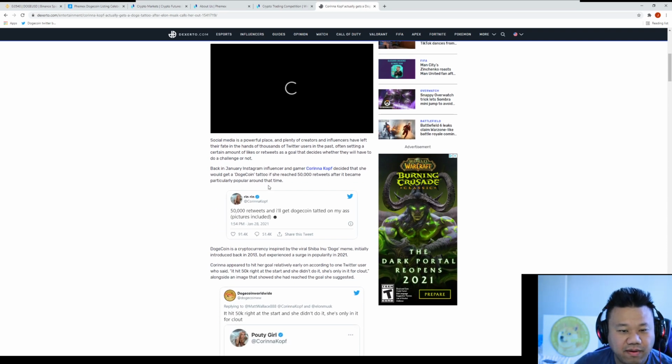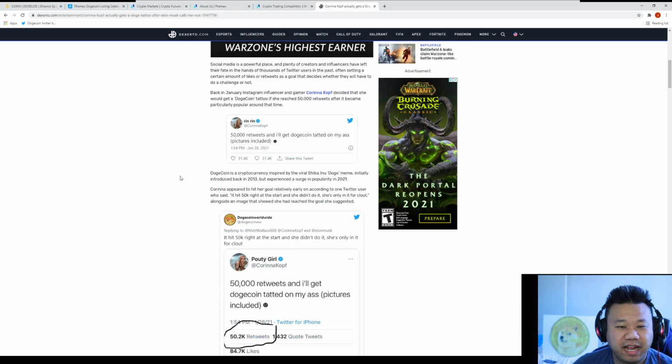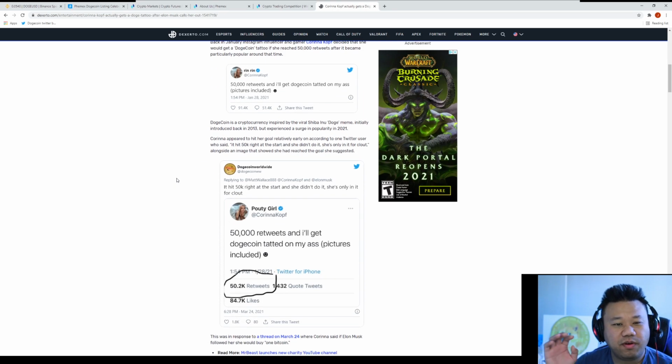Back in January, Instagram influencer and gamer Corinna Kopf decided that she would get a Dogecoin tattoo if she reached 50,000 retweets, after it became particularly popular around that time. "50,000 retweets and I'll get a Dogecoin tatted on my rear end." Pictures included. Dogecoin is a cryptocurrency inspired by the viral Shiba Inu Doge meme, initially introduced back in 2013, but it experienced a surge in popularity in 2021. Corinna appeared to hit her goal relatively early on, according to one Twitter user who said it hit 50K right at the start and she didn't do it. "She's only in it for the clout," alongside an image that showed she had reached the goal she suggested.